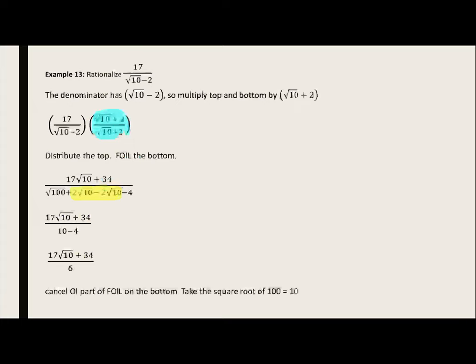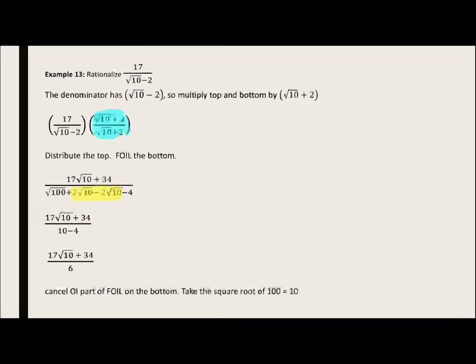Example 13, rationalize 17 divided by the square root of 10 minus 2. The denominator has square root of 10 minus 2, so multiply top and bottom by square root of 10 plus 2. Distribute on top. 17 times the square root of 10, 17 square root of 10. 17 times 2 is 34.